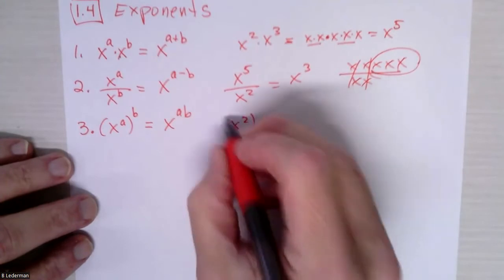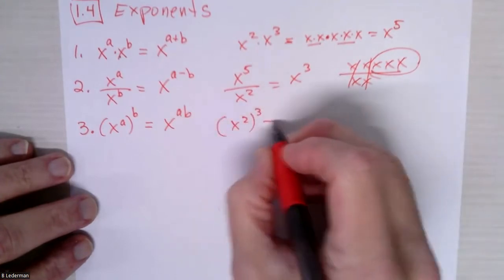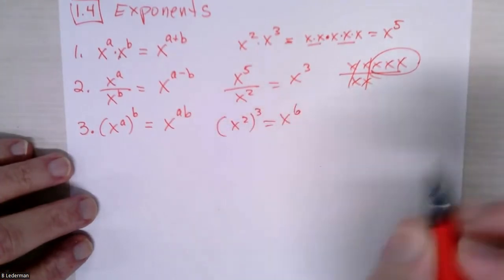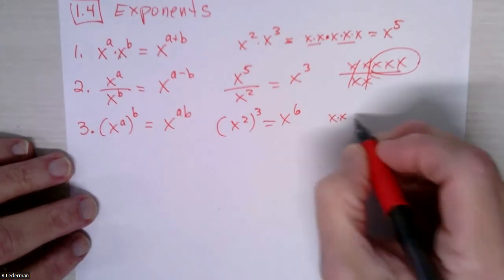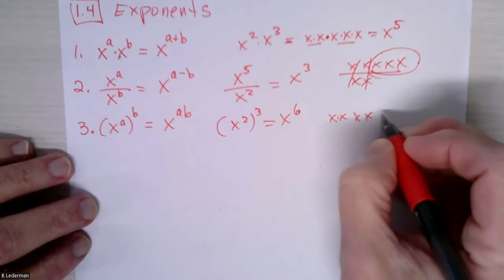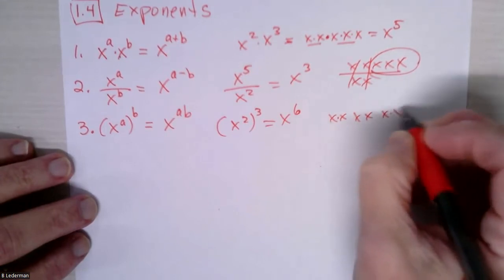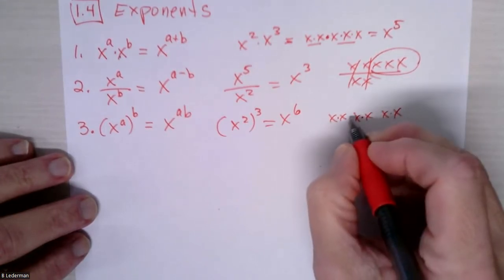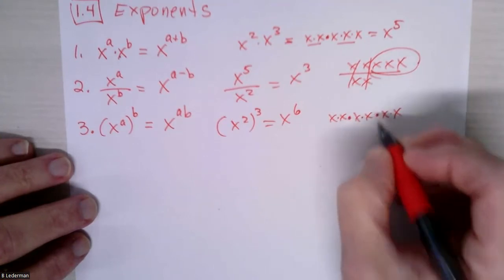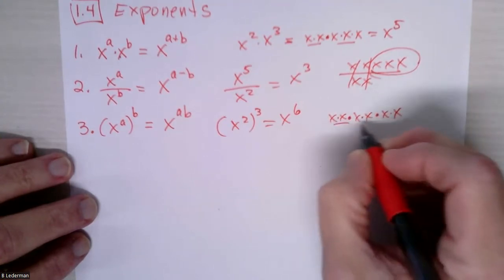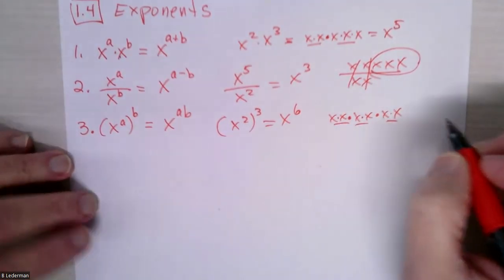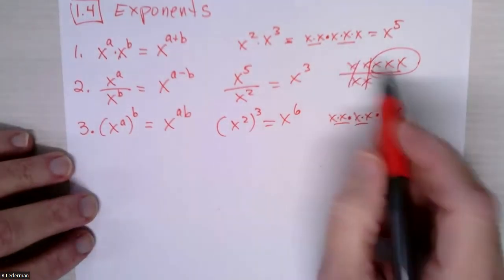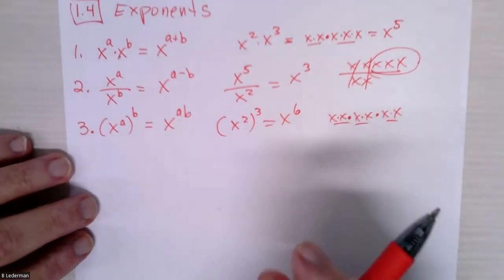x squared raised to the third power is equal to x to the sixth power. That makes sense also because this is really x squared times x squared times x squared. And that's my first x squared, my second x squared. You have 1, 2, you have 3 groups of 2. 3 groups of 2 is 3 times 2, which is 6 x's. I'm just explaining where these rules come from.